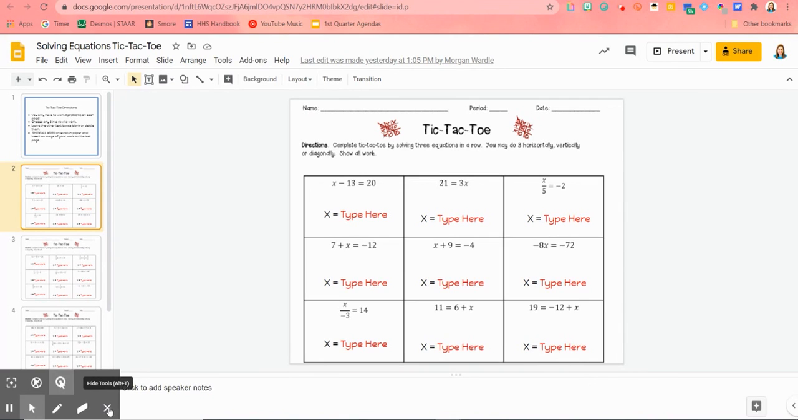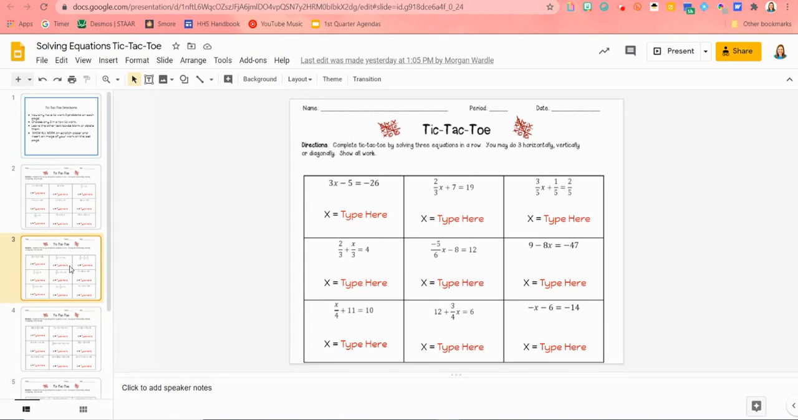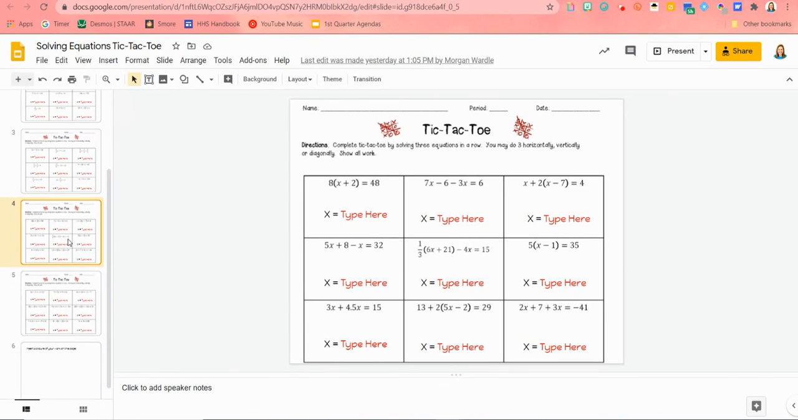Now, we started working on this on Friday, right? And you were only supposed to work 3 problems on each page, make 3 in a row. You could choose any 3 you wanted to work. And you should have completed slides 2 and 3. So you should have worked at least 3 problems on slides 2 and 3. So today I want you to come back and choose 3 problems on slide 4 and 3 problems on slide 5 to work.